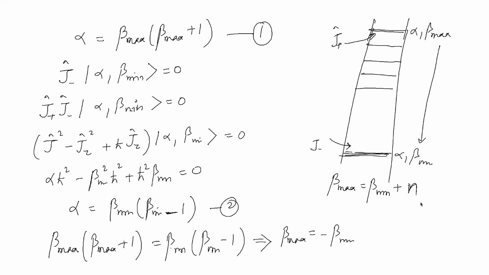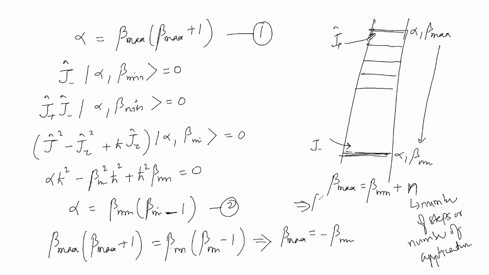that beta max is equal to beta min plus n, because this n represents the number of steps, or number of applications you can say, that you apply to move from bottom to the top. But at the same time, what you know is that beta max is minus of beta min.